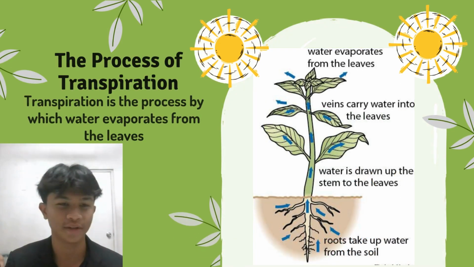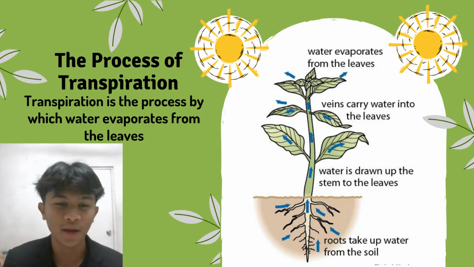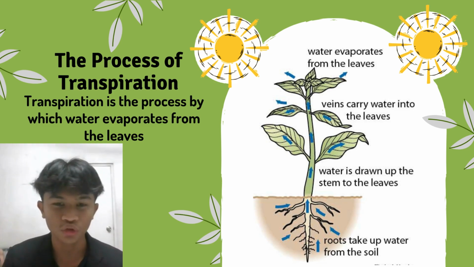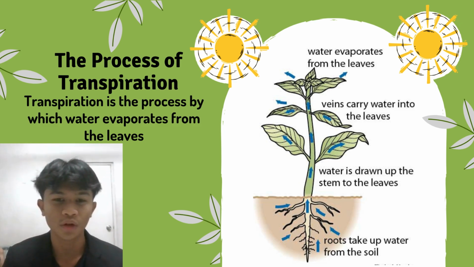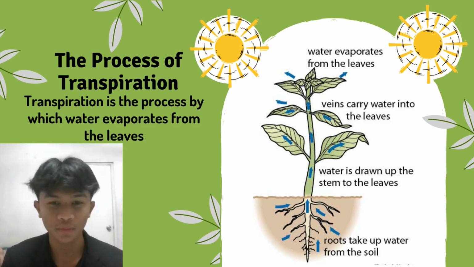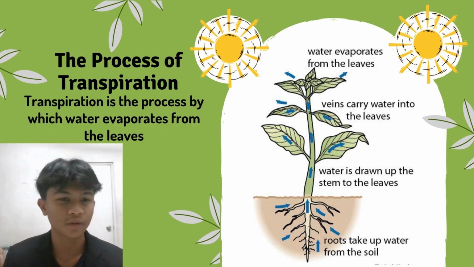Process of transpiration. When the plant receives water, the roots will take up the water from the soil. After that, water is drawn up to the stem and to the leaf. The veins will carry the water into the leaf. After that, the water will evaporate from the leaf. Transpiration is the process by which water evaporates from the leaf.